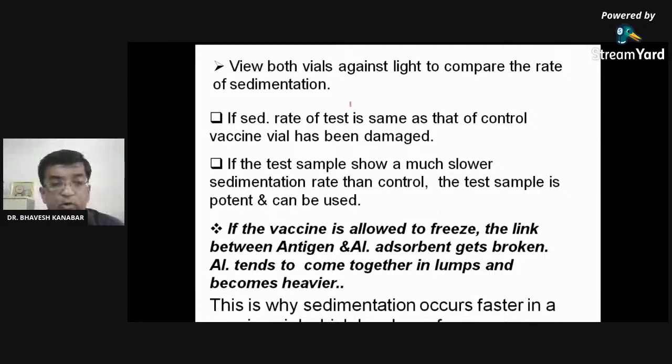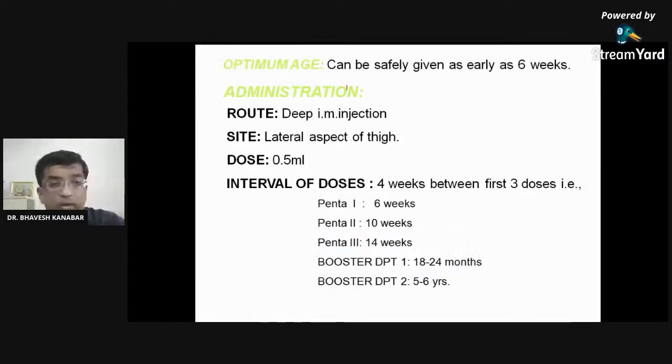Before giving the vaccine, we have to check whether the vaccine vial monitor shows the temperature within 2 to 8 degrees centigrade or not. We discussed this previously also, and we will discuss the vaccine vial monitor further in later sessions, right? Optimum age: it can be given as early as 6 weeks of age, right? So it should be started at the 6th week. It is given by deep IM injection in the lateral aspect of the thigh, not in the gluteal region and not in the deltoid region, because muscles are not developed in the gluteal as well as deltoid region. So in a child, we have to give this DPT or pentavalent vaccine at the lateral aspect of the thigh, right?